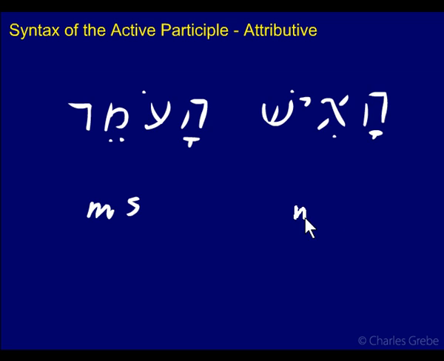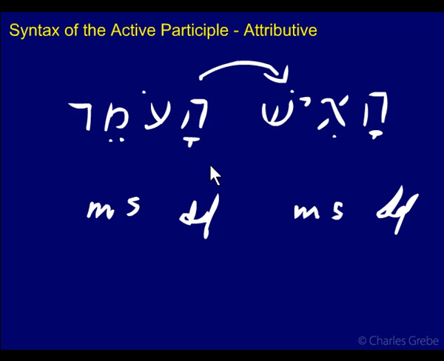And this is masculine singular, right? One man. And we see that this is definite, and this is definite. So they both agree in gender, masculine, number, singular, and definite status. And it is following, which is the normal position for an attributive participle or an attributive adjective. And so we can say that this is modifying this. So we would say the standing man. Ha'ish ha'omed, the standing man.